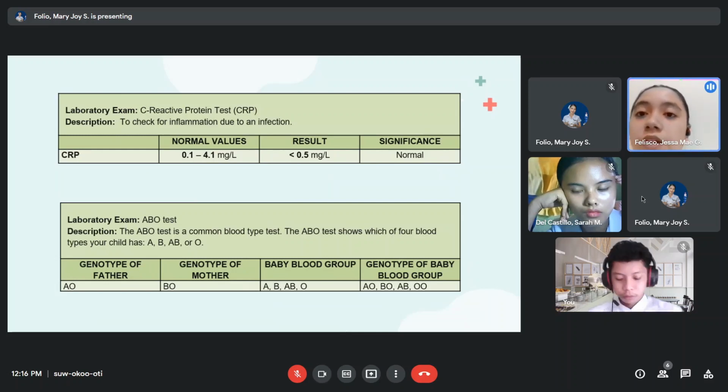Next we have the ABO test. The ABO test is a common blood type test. It shows which of four blood types your child has: A, B, AB, or O. The genotype of the father is AO, the genotype of the mother is BO, and the baby's blood group is AB. The possible genotypes of the baby's blood group are AO, BO, AB, and OO. Next slide, please.